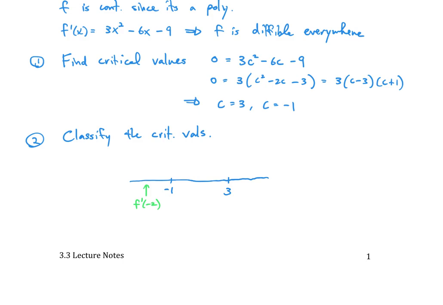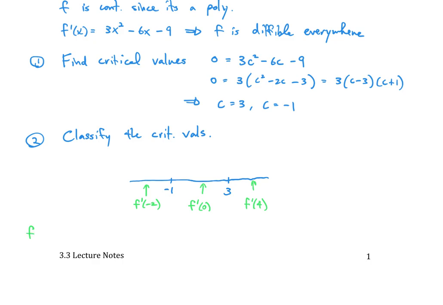My test point for the middle section, I love using the number 0. So I'm going to calculate what f prime of 0 is. Because 0 is an easy number to work with, right? And then for my value to the right of 3, I'm going to calculate what f prime of 4 is. And let's look at the signs of each of those things. So when I calculate each of these numbers, let's put our calculations at the bottom over here.